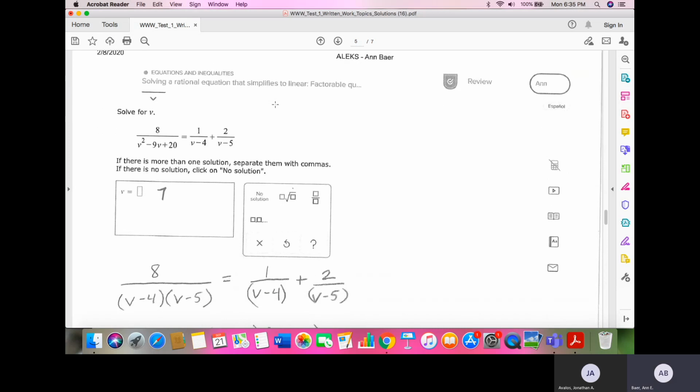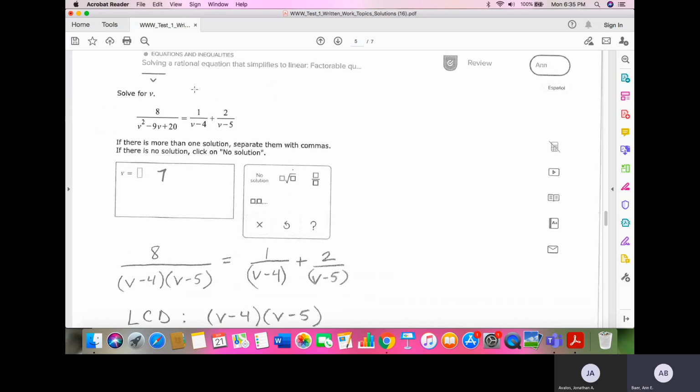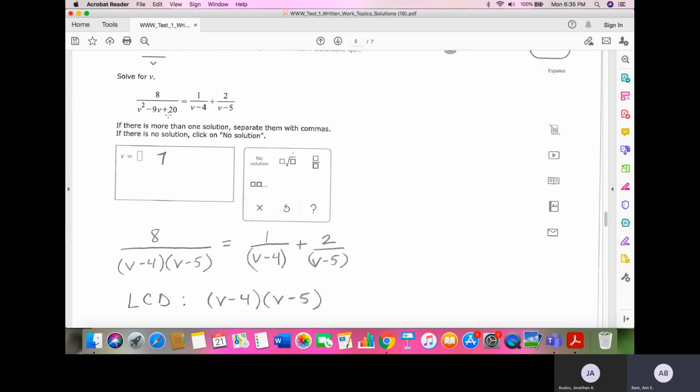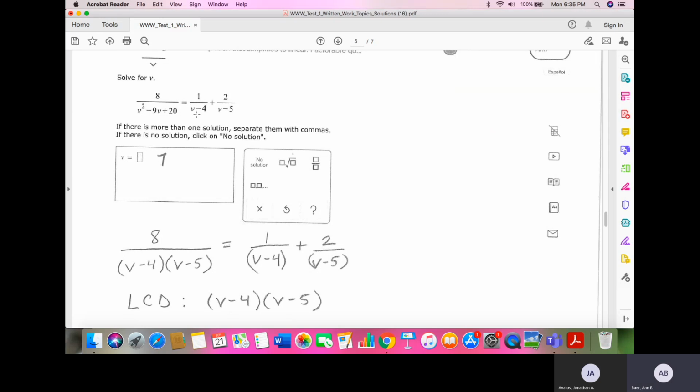Okay, so we've got 3 more topics here. Now, solving a rational equation that simplifies to linear. So I just copied this down. I want to show you, I don't know how many of you have noticed this, but in this particular topic, it's usually the factors. When you factor this, you're going to get this as a factor and this is a factor. It's a little tip there.